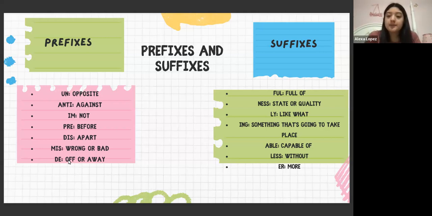And to move on, the suffixes. So remember, the suffixes go at the end of a word, okay? So make sure you write down these suffixes as well, okay? Ful, which means full of, ness, which means state or quality, ly means like, ing means something that's going to take place, able, which means capable of, less means without, er means more, okay? So make sure you write all of the prefixes and suffixes, okay?